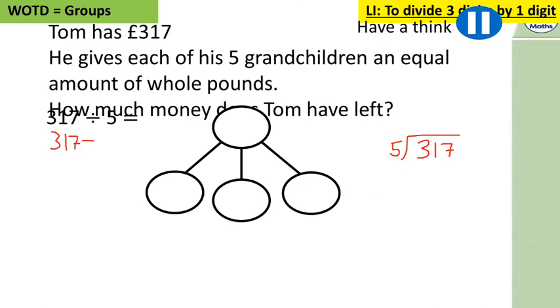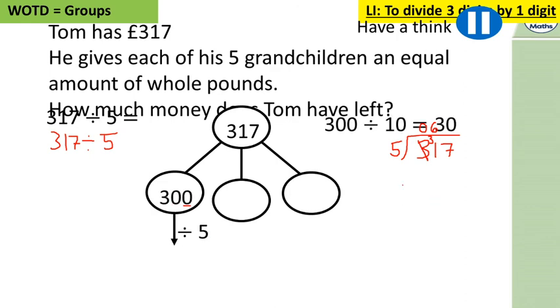Everything's shifted. So 317 is going to go in there. 300, we know that's divisible by 5 because it's got 0 in the ones column. So I know I can put that straight in there. So how many 5s in 3? 0 in there. 31. So I'm looking at 310 here. So how many 5s in 31? That is 6, because 6 times 5 is 30, or 5 times 60 is 300. Oh my goodness.